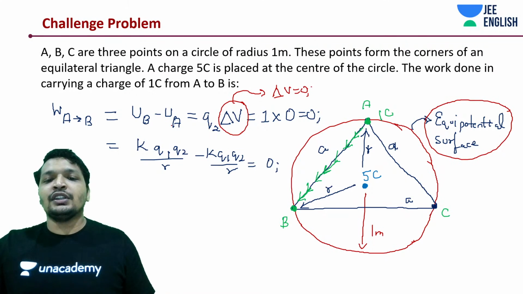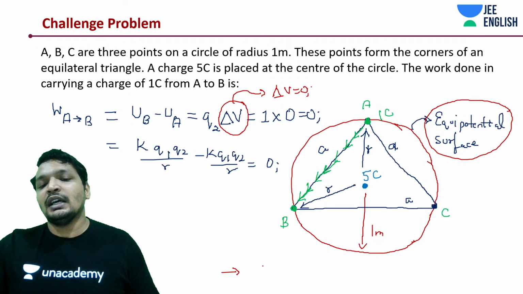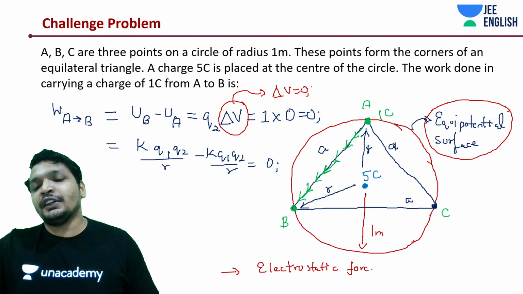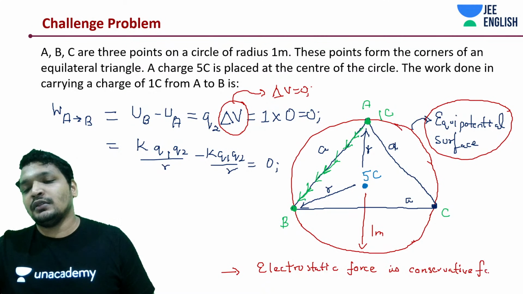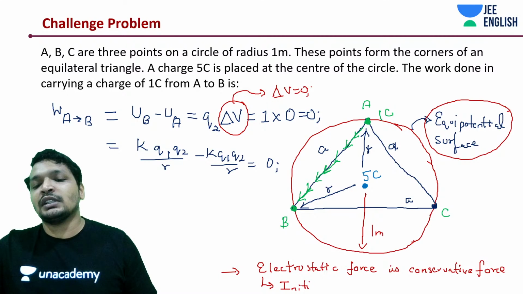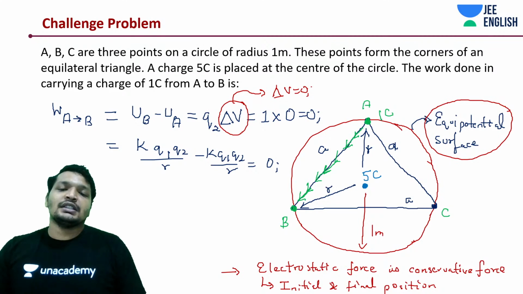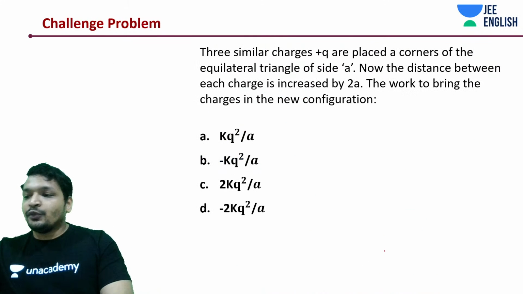U final is equal to U initial, or UB is equal to UA. That should be clear. And the most important thing to notice over here is: is electrostatic force conservative or not conservative? It is conservative, which is dependent upon initial and final position. Depends only upon initial and final position, that's what is conservative. So if the electrostatic potential energy hasn't changed, that means the work has also not been done. Alright, let's move on to the next question then.